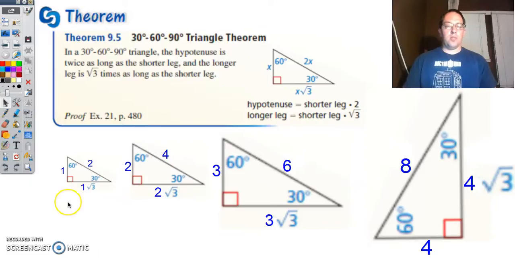All right, so here's some examples. See, if the short leg is 1, the hypotenuse is 1 times 2, which is 2. And the long leg is 1 times the square root of 3. Over here, the short leg is 3. Hypotenuse is 3 times 2, which is 6, and the long leg is 3 times the square root of 3. We have 4, 4 times 2 is 8, and then this is 4 times the square root of 3. So you see how this works no matter what size that triangle is.